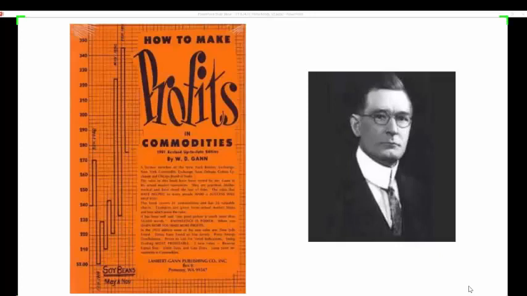He gave me this book called How to Make Profits Trading in Commodities. He told me to read it and learn about how the markets actually work, because even though this book was written so many years ago, they haven't changed, right? Human nature hasn't changed, so the underlying way the markets work didn't change for a large part.